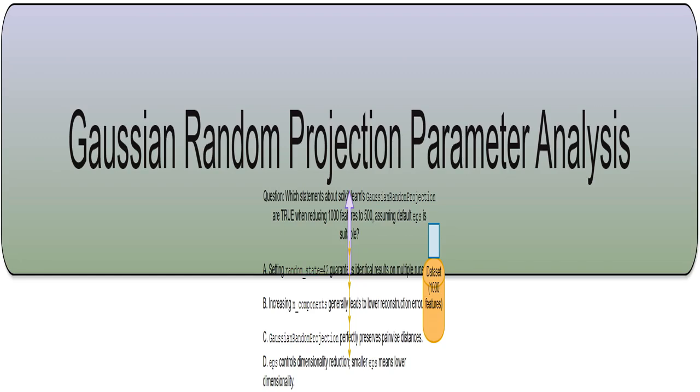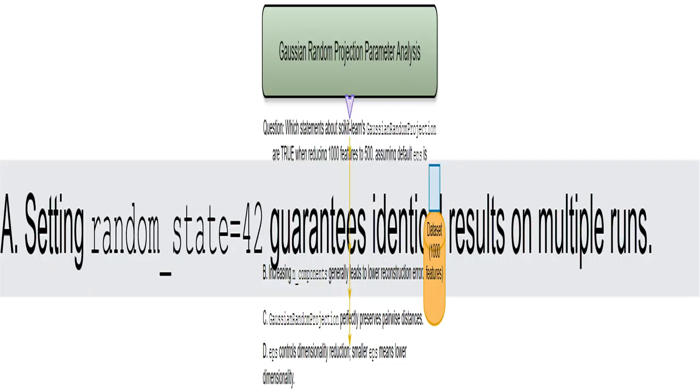This section's title clearly tells us that we'll be analyzing the parameters used in Gaussian random projection, a dimensionality reduction technique in machine learning. I'll examine how each parameter affects the algorithm's behavior. This is the core question. We'll evaluate several statements about how the Gaussian random projection parameters work in scikit-learn, a popular Python library for machine learning. Setting the "random_state" parameter to a specific number, like 42, ensures that the random number generator used within Gaussian random projection always produces the same sequence of random numbers. This makes the results reproducible, guaranteeing the same output each time you run the code.